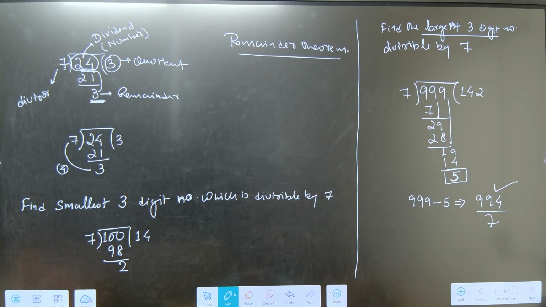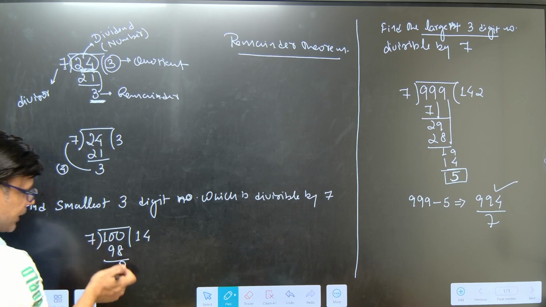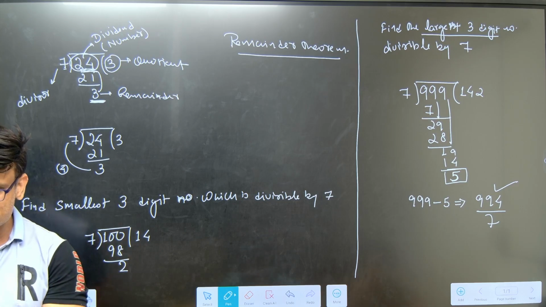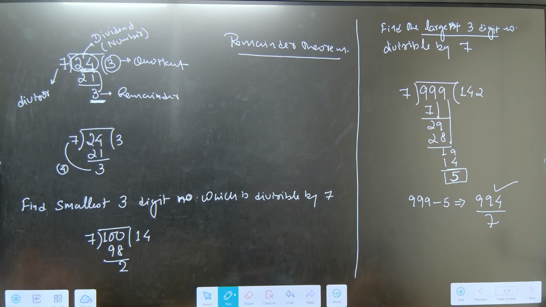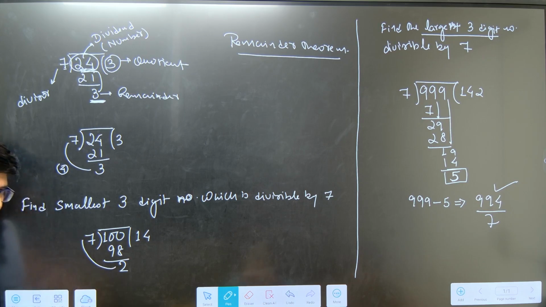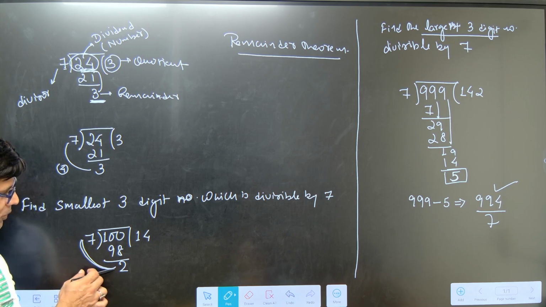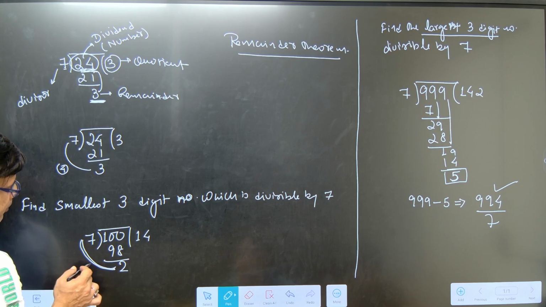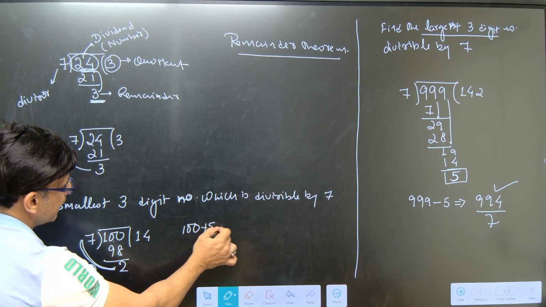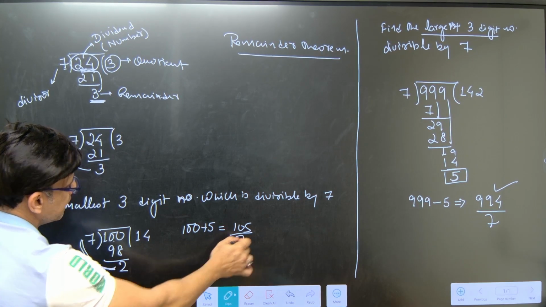If I subtract 2, the number will be 100 minus 2, which is 98. 98 is a 2-digit number. I am supposed to find a 3-digit number. That means I have to add something to 100. What you are supposed to add is the difference of these two. Basically you have 2, you need 5 more. So 5 means 7 minus 2. So 5 should be added to the number. So your number is 100. When you add 5 to it, it will become 105, which is divisible by 7.